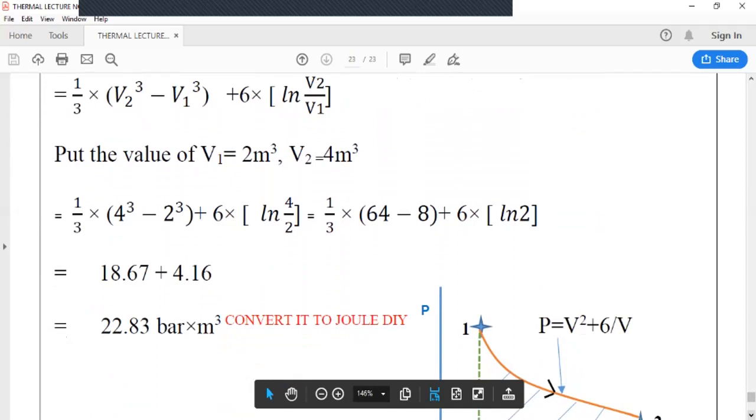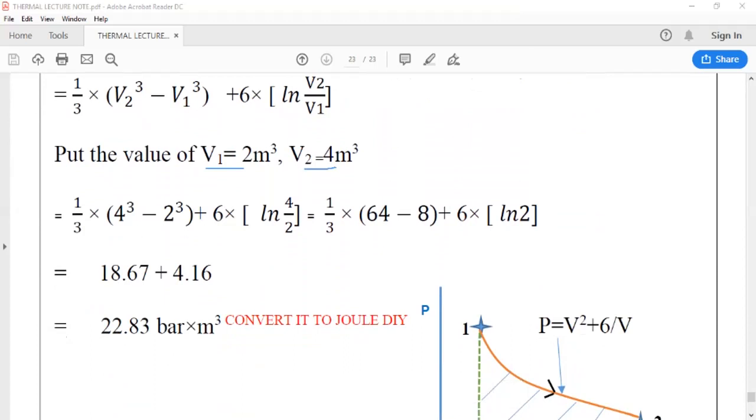So what are your V1 and V2? V1 is 2 meter cube, V2 is 4 meter cube. So 1 by 3 into (4 cube minus 2 cube), plus 6 into ln 4 by 2. That value we got is 22.83 bar into meter cube. Pressure and dV, P into dV, P is in bar, V is in meter cube. So the quantity is positive, which means that is the work done by the system. That also you have to calculate.